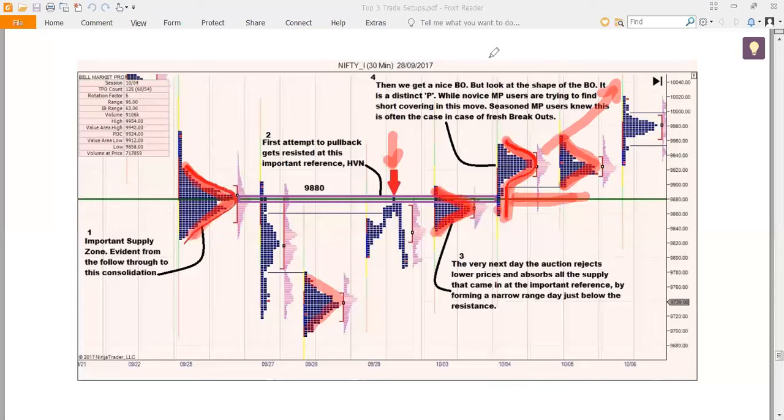So this is how most of the breakouts and breakdowns happen. If you are breaking out of a nice congestion zone, or above or below an important supply or demand reference, and you get a P or a B shape, P in case of breakouts and B in case of breakdowns, then you have to be very careful not to immediately classify it as short covering or long liquidation. You have to analyze the development in the current context.